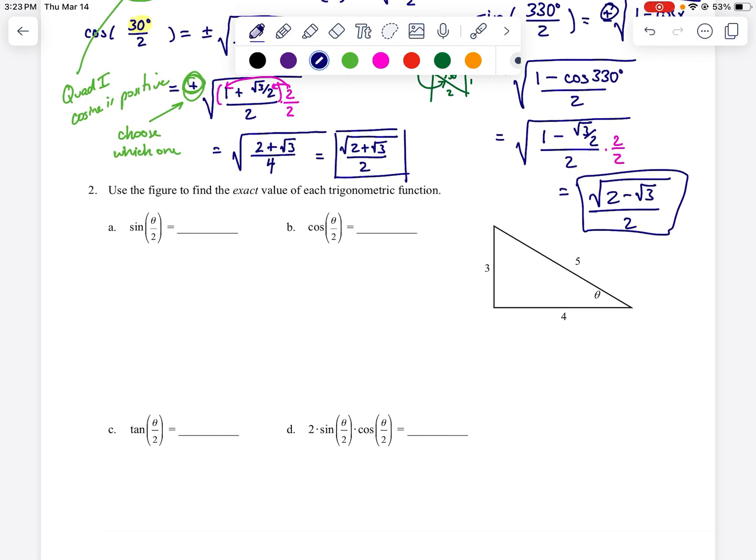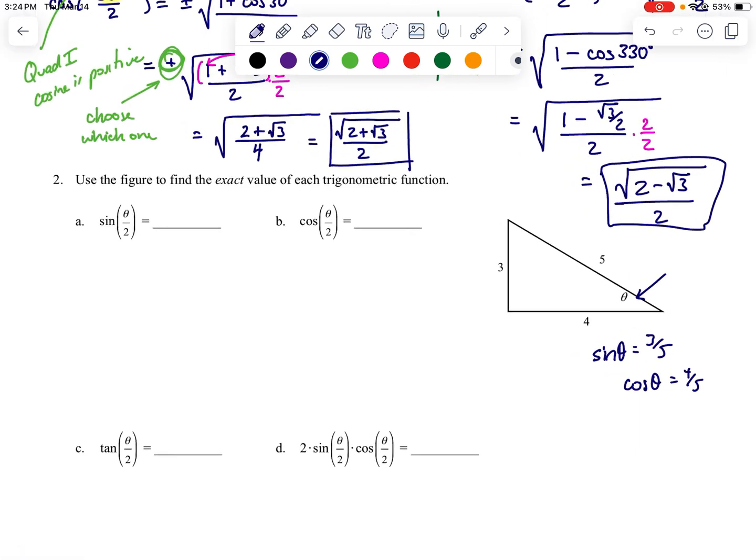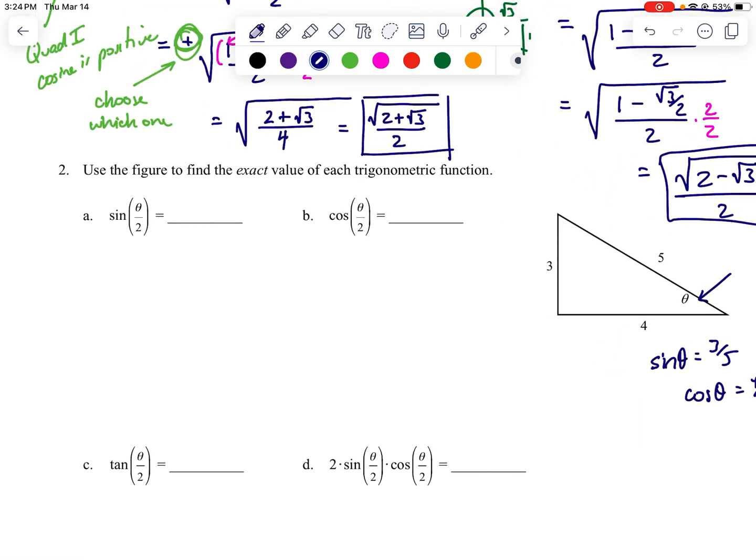Another way we can use the half angles is if we have a triangle that gives us theta, right? Then we know from this triangle things like the sine of theta is 3/5, and the cosine of theta is 4/5. And so the question though is, what if I took the angle theta and cut it in half? Does cutting the angle in half cut the sine ratio in half? And the answer is no, right?